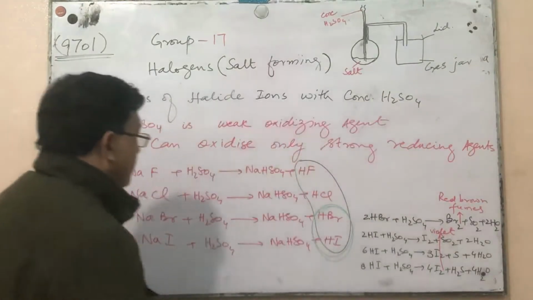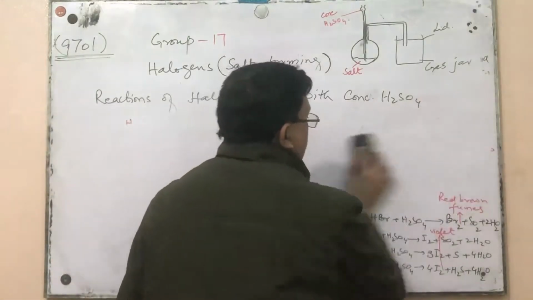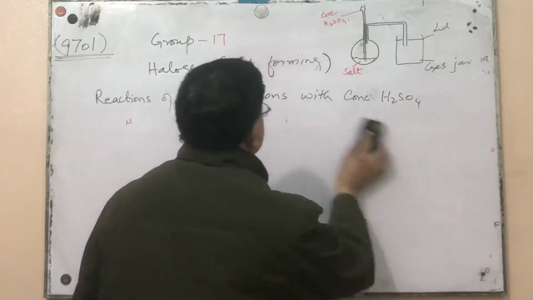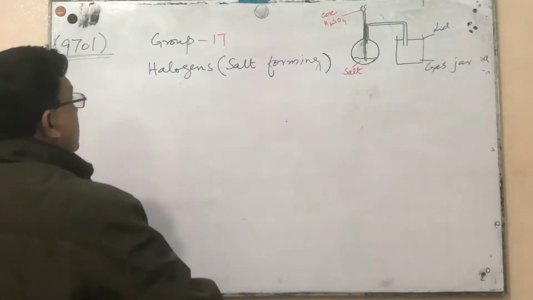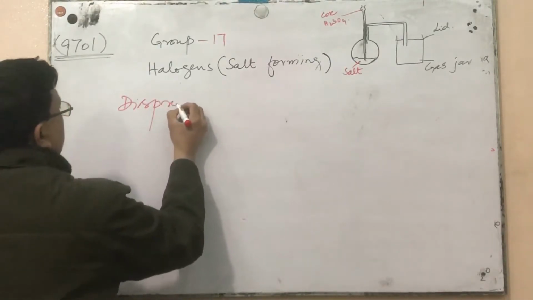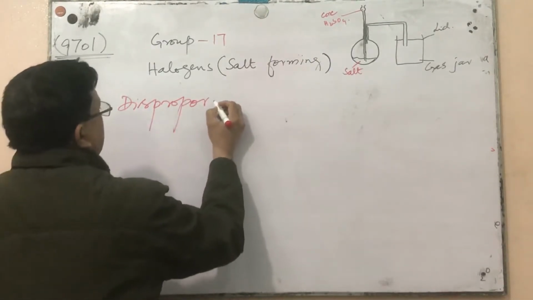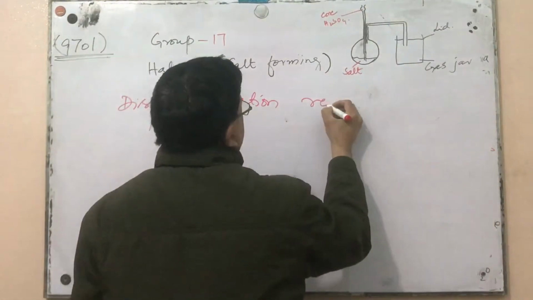Next is the disproportionation reaction. This is the type of reaction.